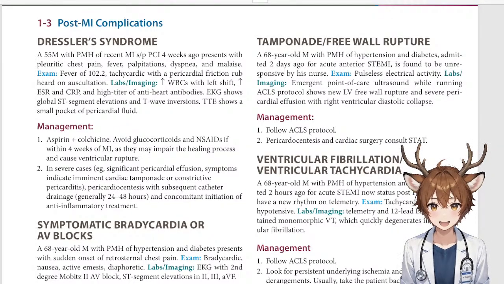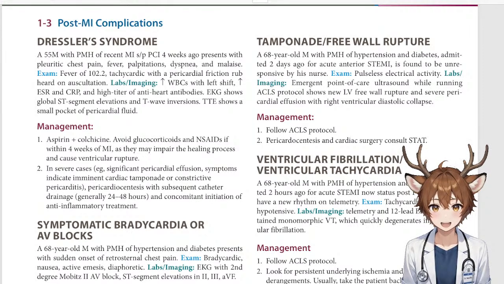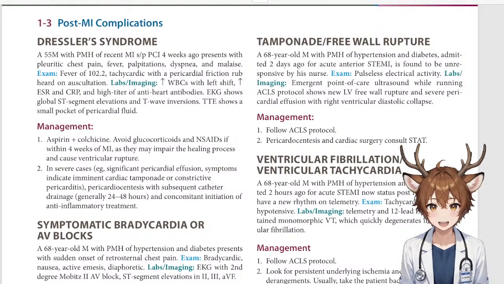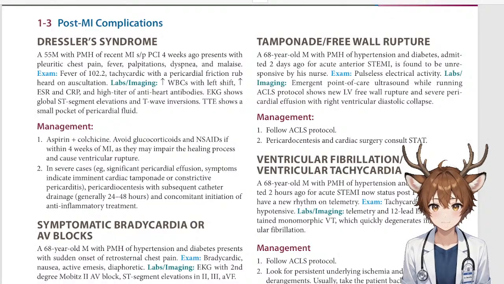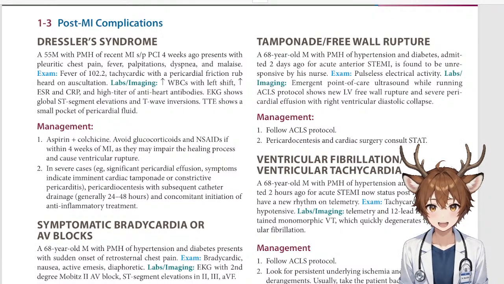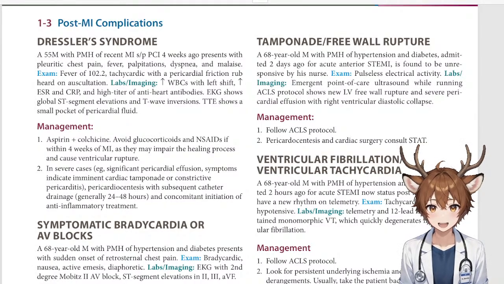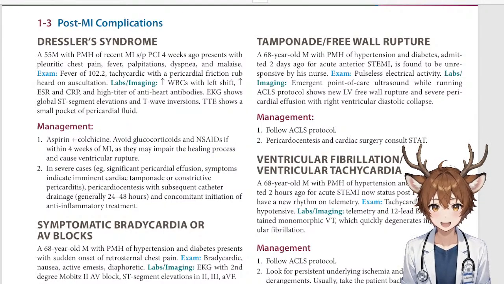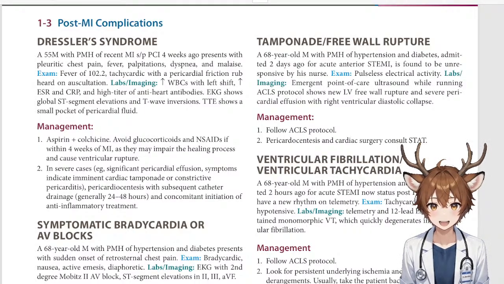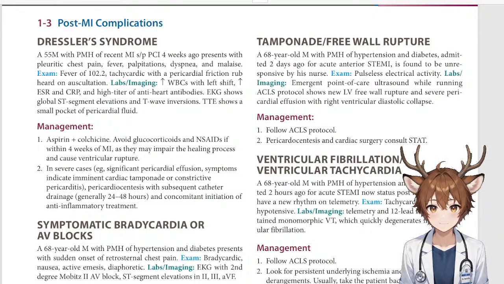Avoid glucocorticoids and NSAIDs if within 4 weeks of MI, as they may impair the healing process and cause ventricular rupture. In severe cases, for example, significant pericardial effusion, or symptoms indicating imminent cardiac tamponade or constrictive pericarditis, do pericardiocentesis with subsequent catheter drainage, generally 24 to 48 hours, and concomitant initiation of anti-inflammatory treatment.